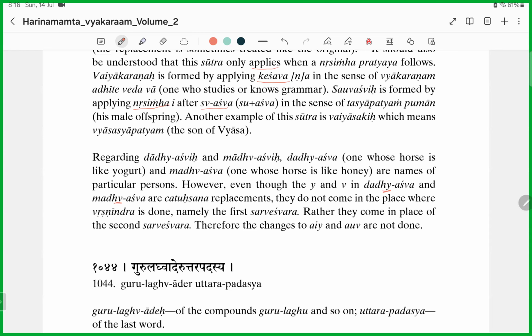Yeah, Adi Sarveshwarasya. See, this also clarifies the point I was mentioning. This Va is not situated at Adi Sarveshwara. It's not Adi Sarveshwara, the beginning Sarveshwara, namely, the first Sarveshwara. So they come in the second place. Therefore, the changes to this and this are not done. So that's also one of the considerations. It has to be there near Adi Sarveshwara.